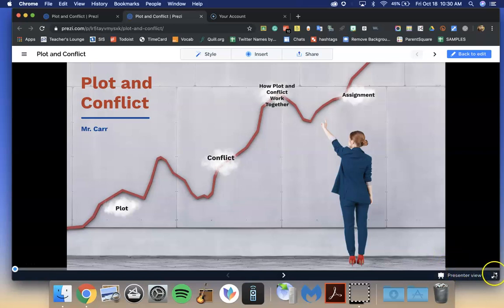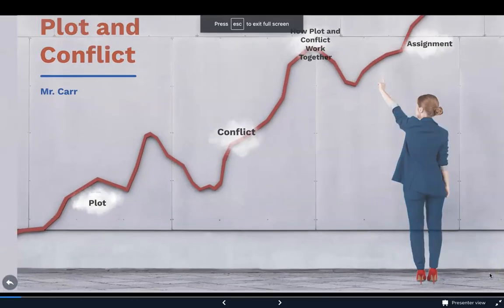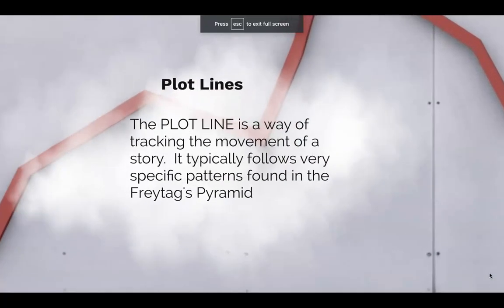Hi, this is Mr. Carr, and today we're going to talk about plot and conflict in literature. So, when we start talking about literature, we need to look at the plot line.